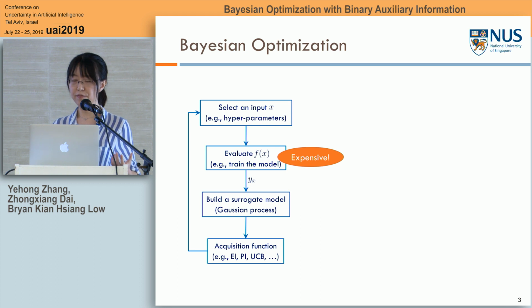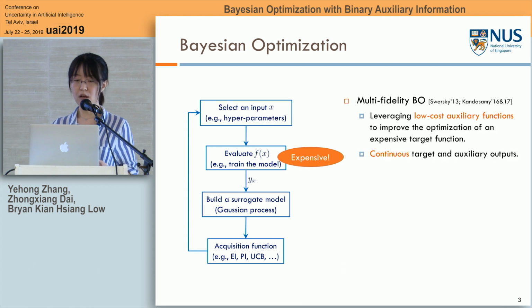Therefore, in the past few years, many works have been focusing on how to speed up the BO process. One class of them is known as multi-fidelity BO. In these works, they try to leverage some low-cost, low-fidelity auxiliary functions to improve the optimization of this expensive target function. And in all these works, they assume that the target and the auxiliary outputs are continuous.